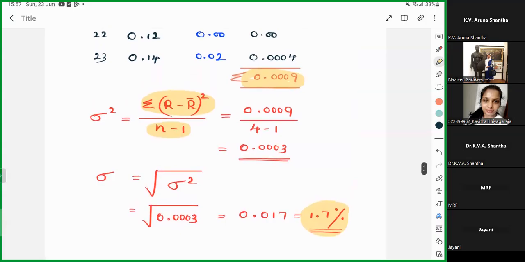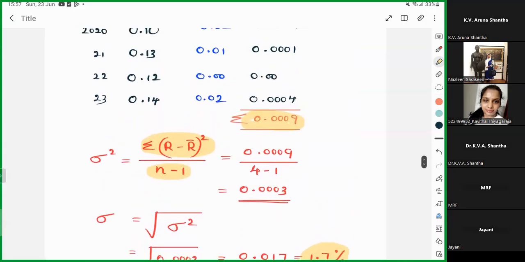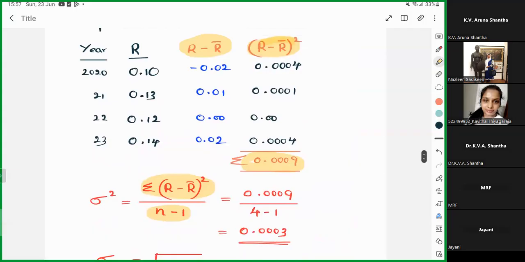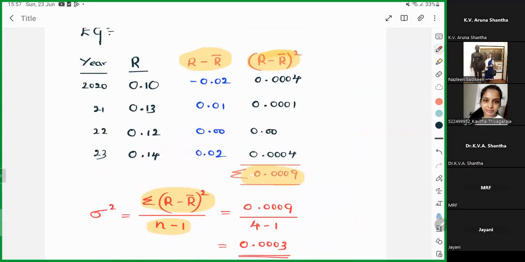Right. Now this is based on past return. We analyze the past return. So you got the variability or standard deviation, that is the risk. So you measure the risk based on the past return.